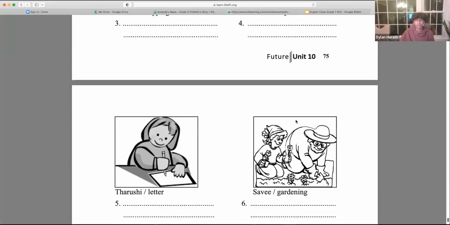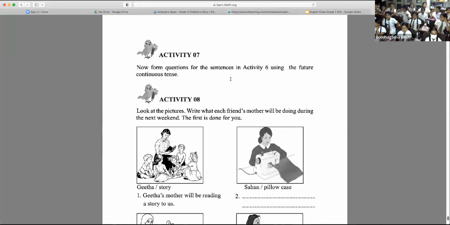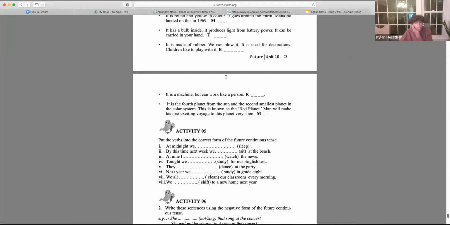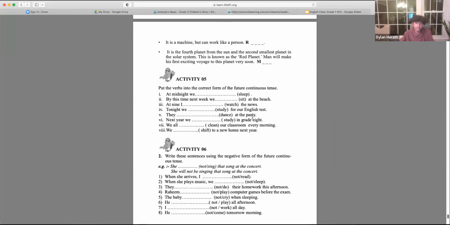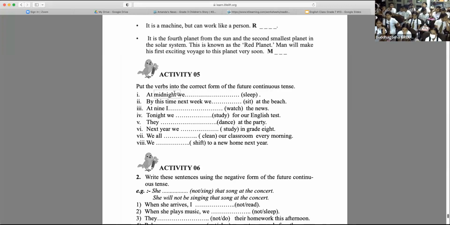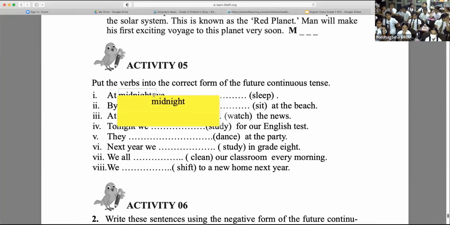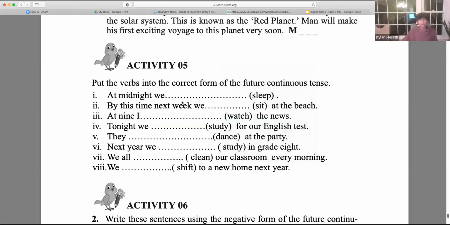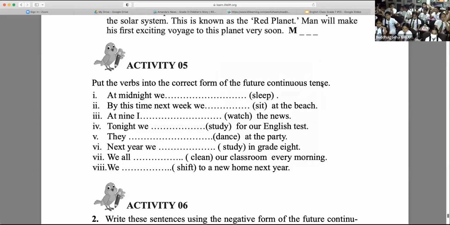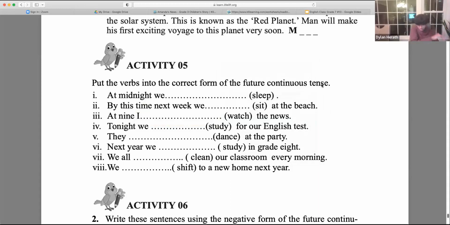Excellent. Okay, so the next activity, I need to zoom out. This is a continuation of this, but with different sentences. So how about for this first one? I'll zoom in again. So put the verbs into the correct form of the future continuous tense. So this is a fancy way of saying future tense.